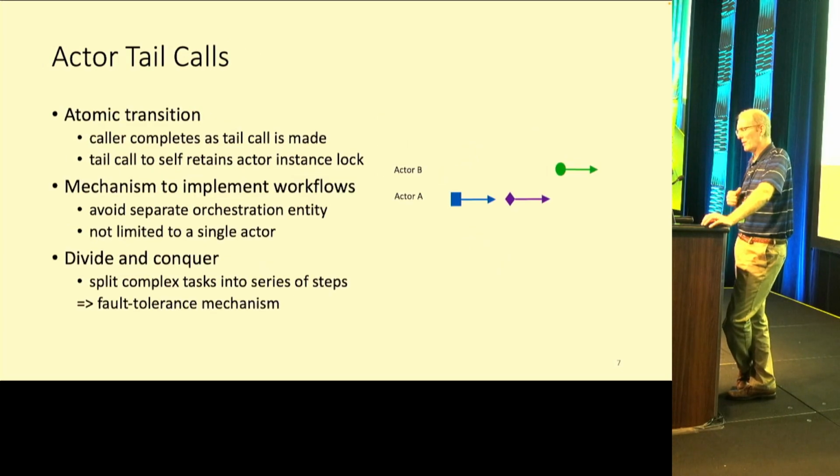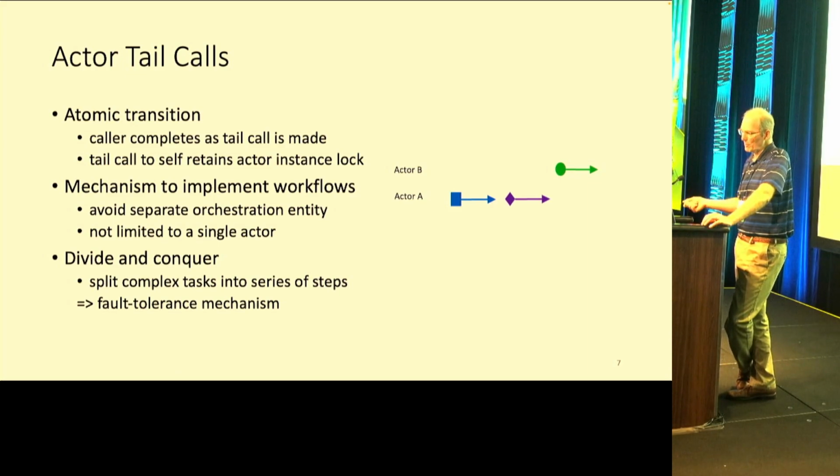The second thing we do that goes beyond the traditional model is something we call tail calls. And this name is inspired by the tail call optimization in the compiler. In particular, if the last thing an actor method wants to do is call another actor method, it can do that with a tail call. And this allows an atomic transition between the running of one actor method and the scheduling of the next one. And one important thing here is if the actor does a tail call to itself, it retains the actor lock.